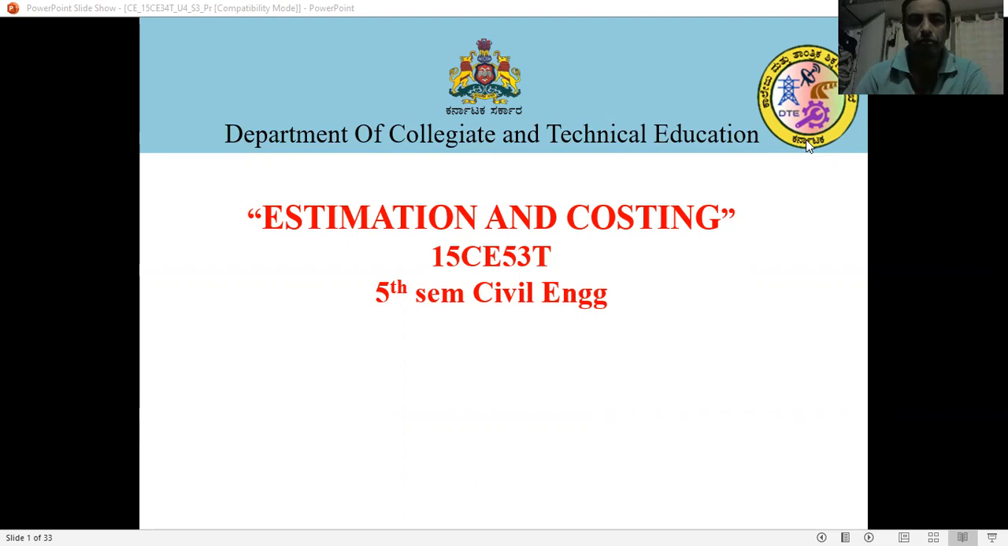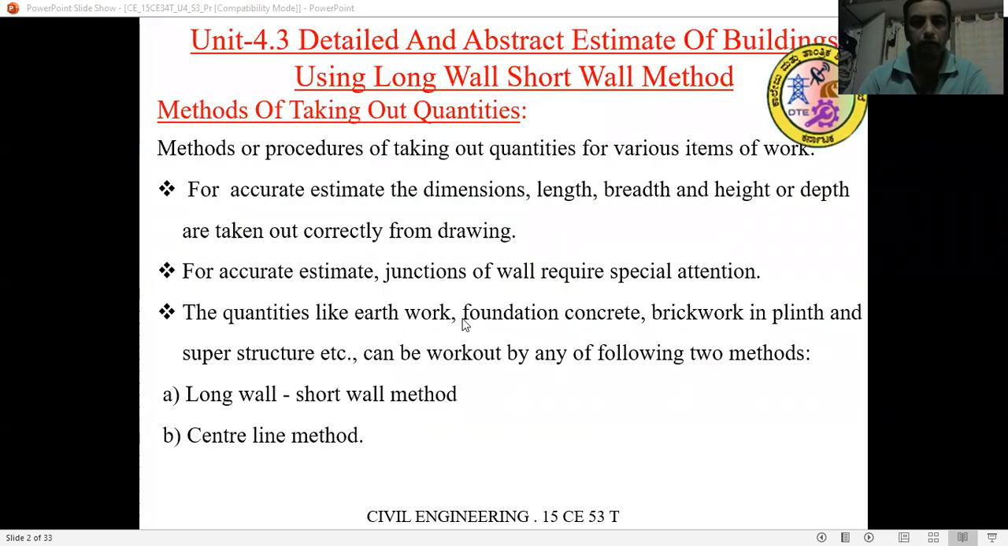The subject is estimation and costing. Subject code is 15CE 53T, 5th semester civil engineering. Okay, today the topic is detailed and abstract estimate of building using long wall and short wall method.